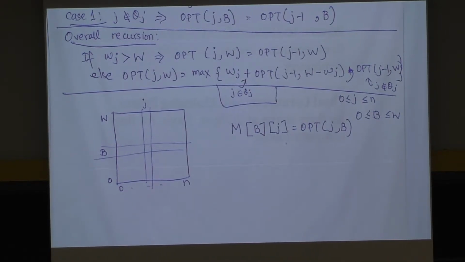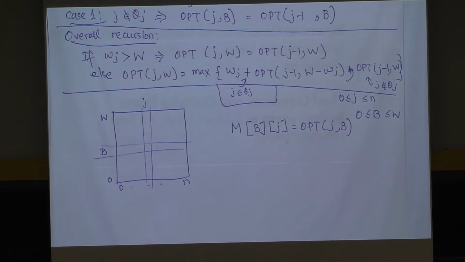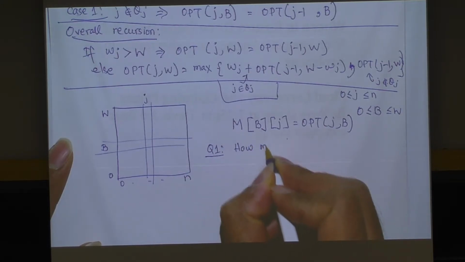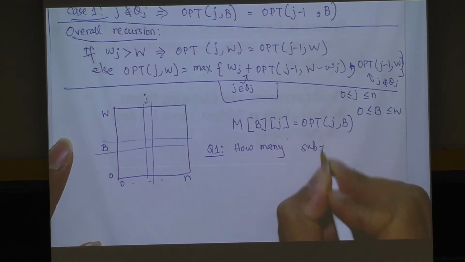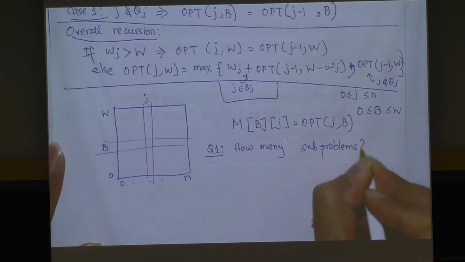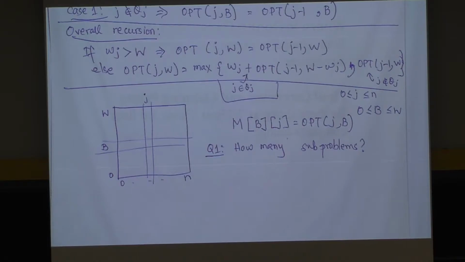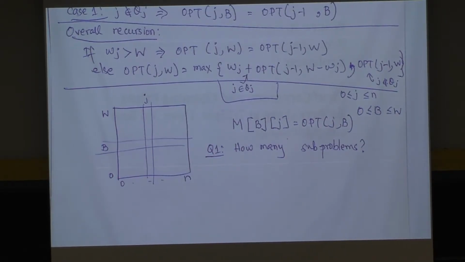But before we do that, let's go through the 3 steps that we want, the 3 rules of thumb. The first one is, how many sub-problems do we have? Mehmet. Sorry? It's the size of the matrix. Right, because every entry in the matrix corresponds to one sub-problem that you want to solve.